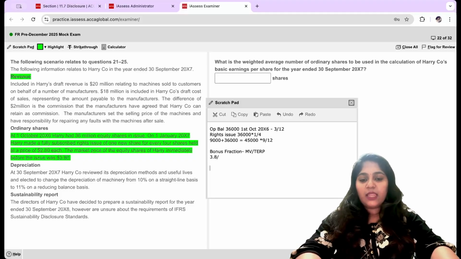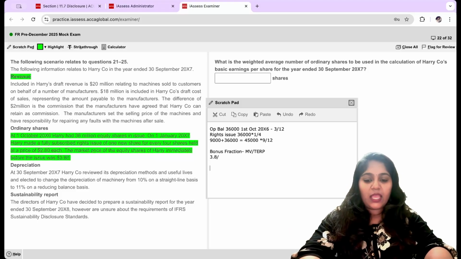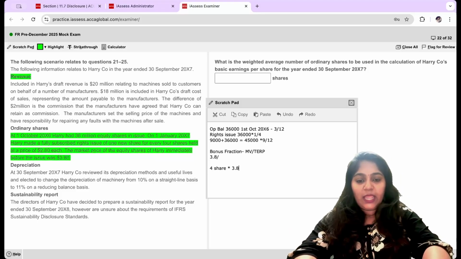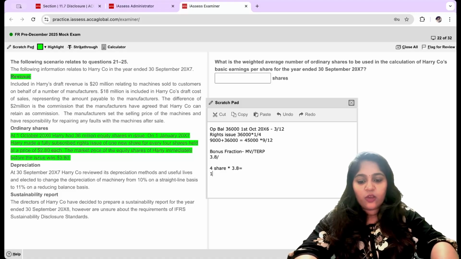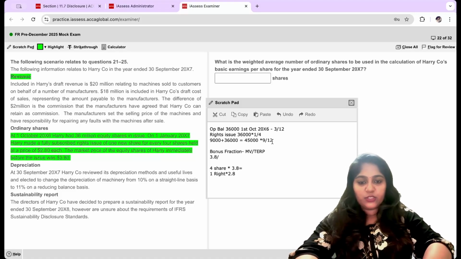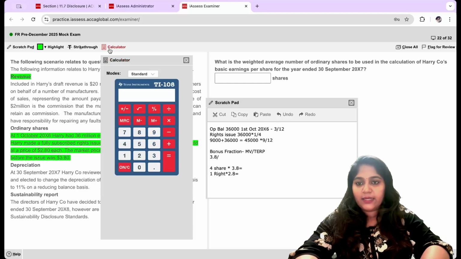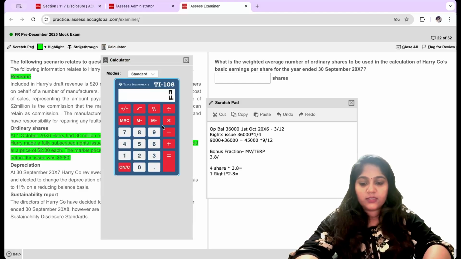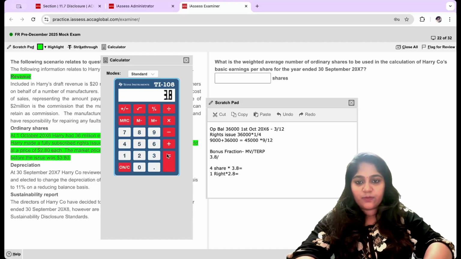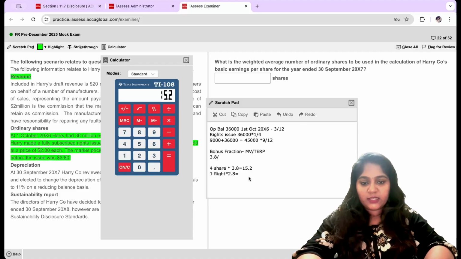Guys, look at this. Calculating TERP is very easy. I had 4 shares for a value of 3.8 each. I got one more right. I gave one more right for 2.8 each. Correct? Take your calculator. I had 4 shares for 3.8 each, so $15.2 worth of shares was there.